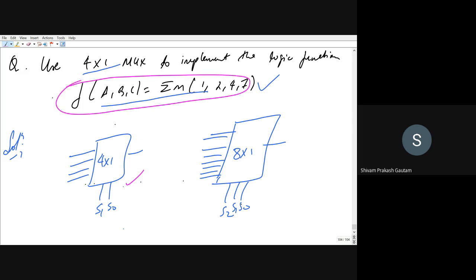So we will be building our truth table accordingly. We will take select lines S1 and S0 with variables A and B, and we will keep our variable C as floating, and then we will adjust C according to the minterms. Am I audible properly? Yes, sir.